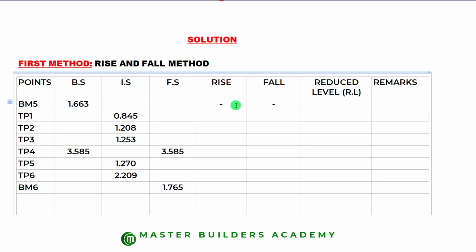But the big question now is, in solving problems on leverage using rise and fall, what do I need to know about this rise and fall method? Because it is not just going to be very easy for us to fill this table without understanding the principles on how it is employed. So how do we apply the rise and fall method to solve problems on leveling?